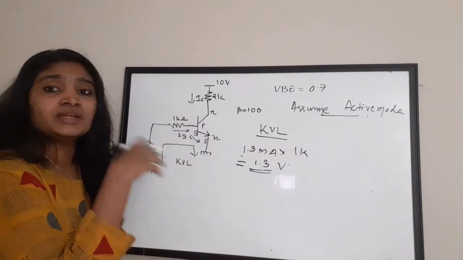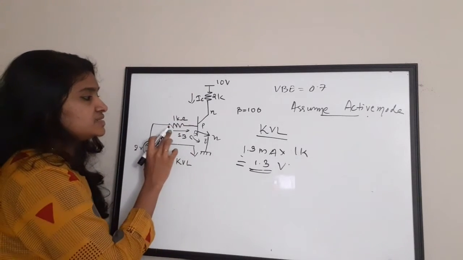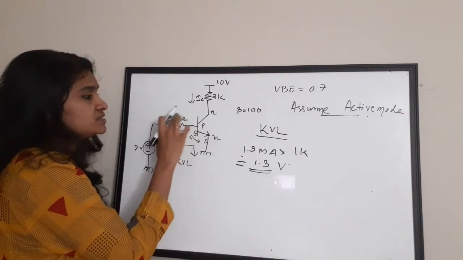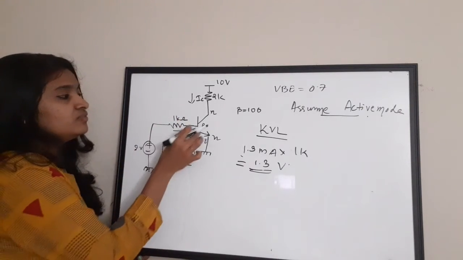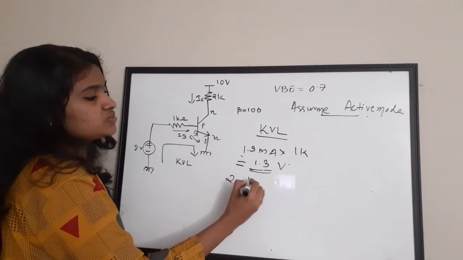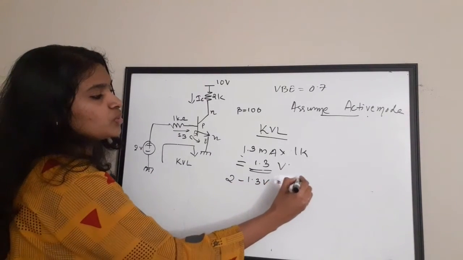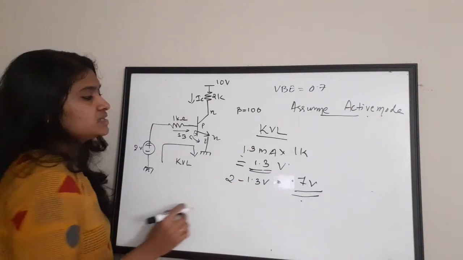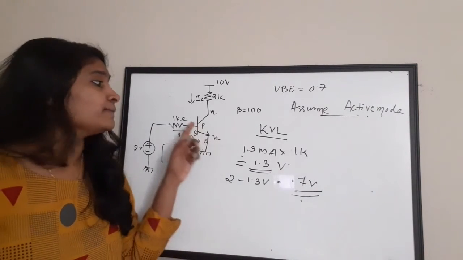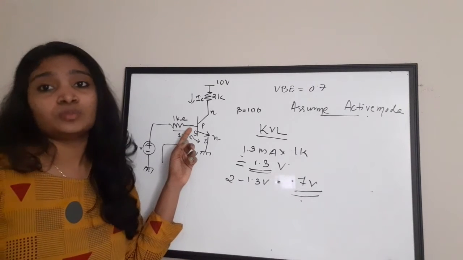So as I explained in the beginning, if there is a series resistor at the base, the voltage drop across this resistor, minus 2 volt, will be the voltage coming here. So how much is it? 2 minus 1.3 volt is equal to 0.7 volt. That is, there is 0.7 volt coming across the base. I hope it is clear.